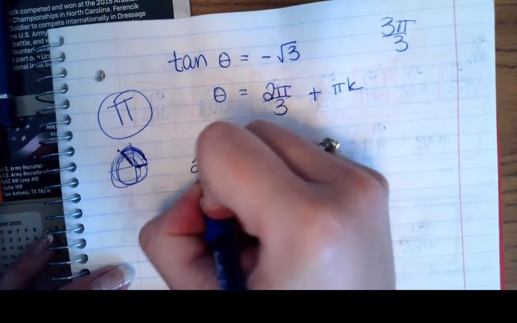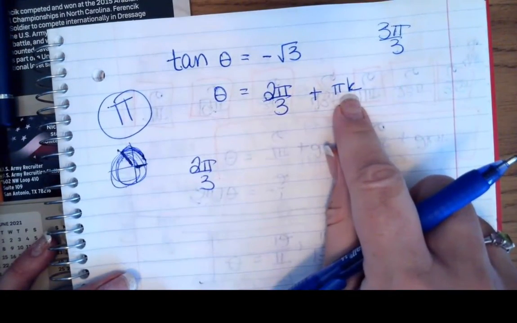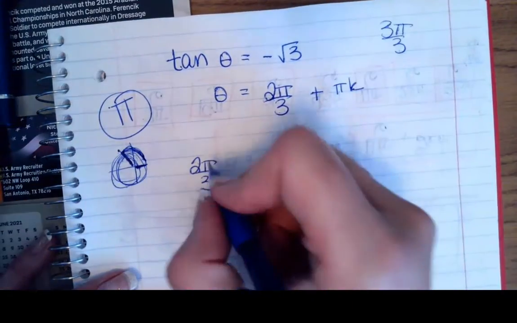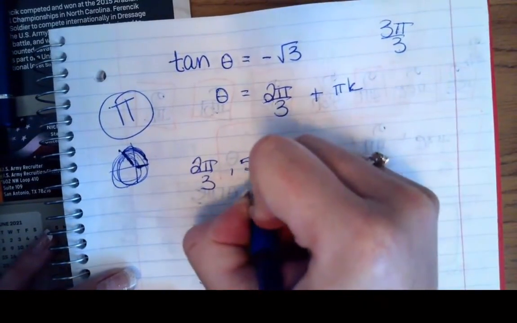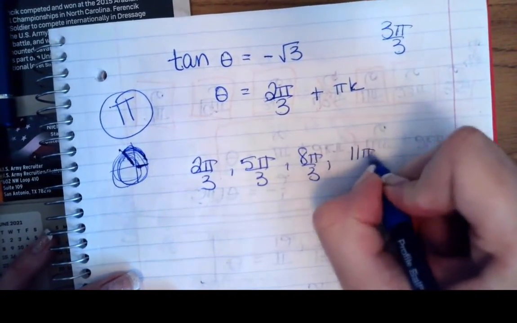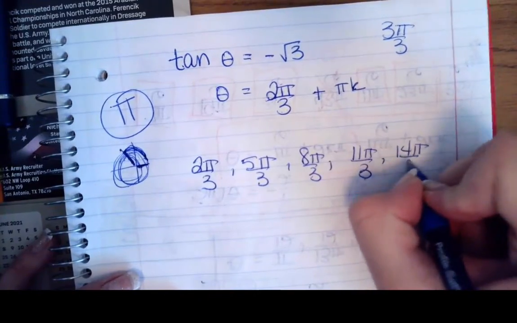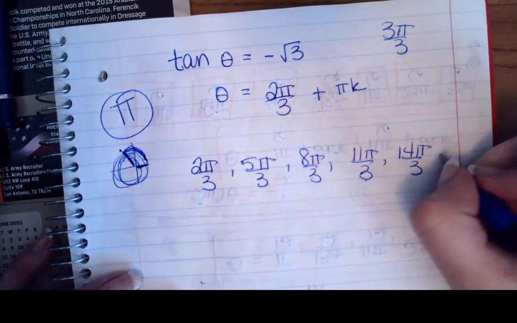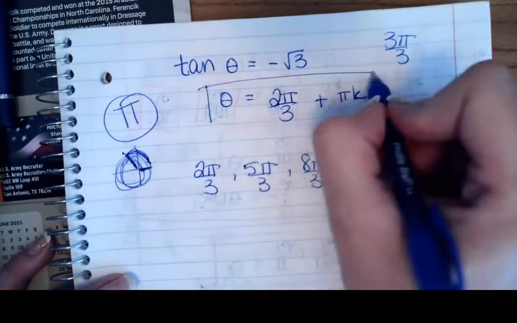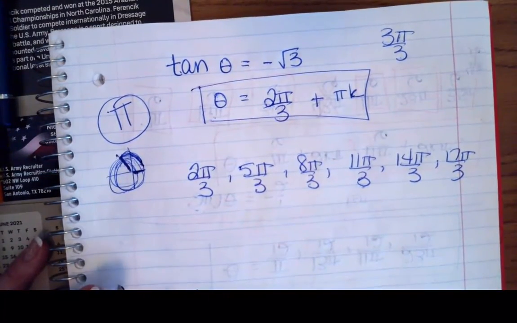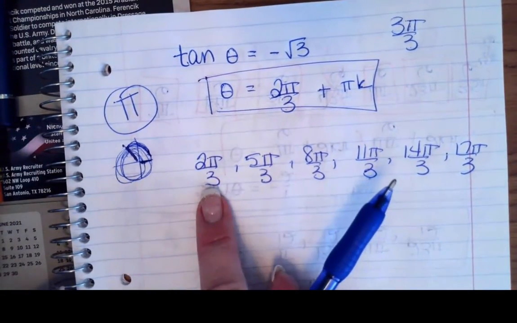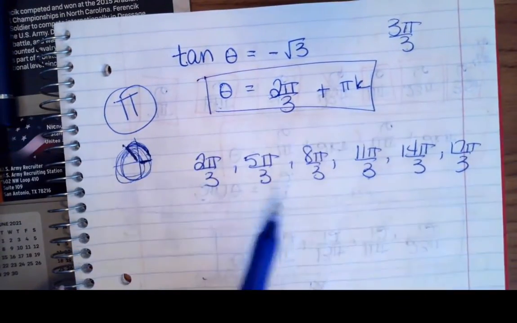So I've got 2 pi over 3, which is where k is 0. Okay, so now make k 1. So 2 pi's over 3 plus 1 pi is going to be 5 pi's over 3. Okay, plus another 3 is going to be 8 pi's over 3. Plus another 3 is going to be 11 pi's over 3. 14 pi's over 3. And then we need one more, which is going to be 17 pi's over 3. So this is your general solution. That represents the infinite number of places where tangent theta will give you a ratio of -√3. And starting at k equals 0, these are the first 6 places.